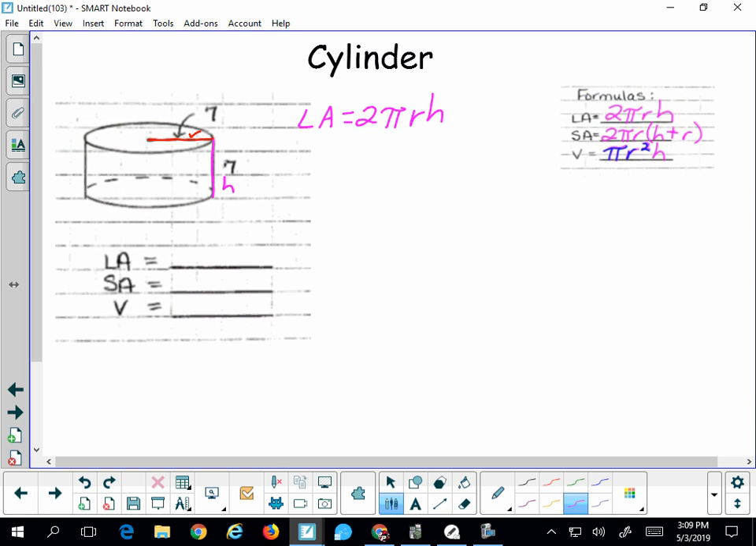Okay? All right, so we go back to our formula, and we're going to substitute those two numbers into our formula. So our lateral area is equal to 2 times pi times my radius, which is the red 7, times the height, which is the same color 7. If you can do some of that calculation in your head, that's great. If not, that's great as well.